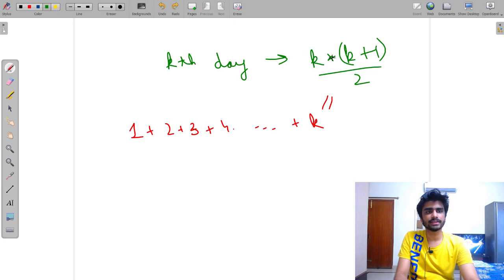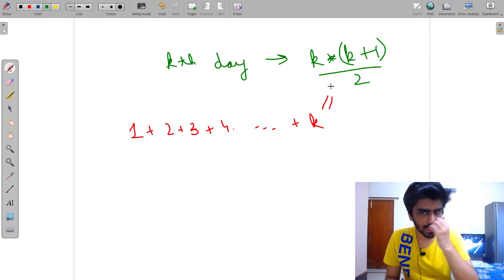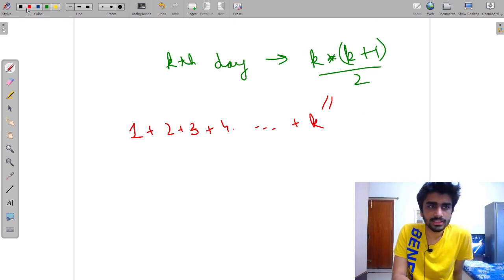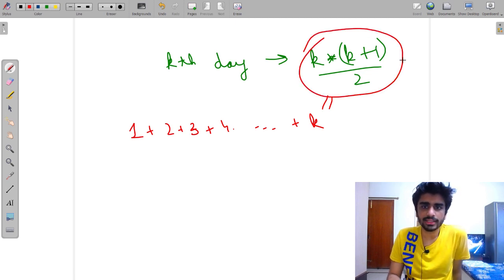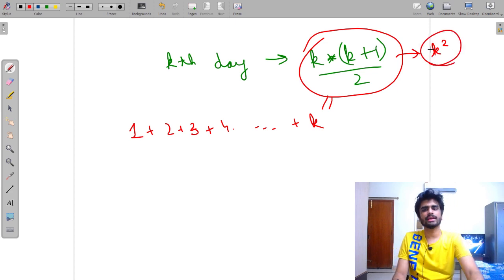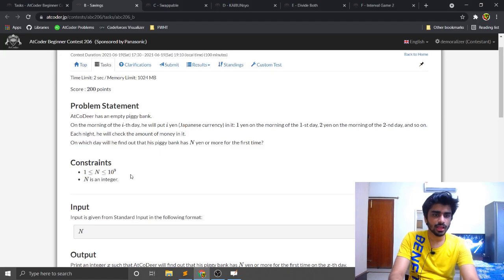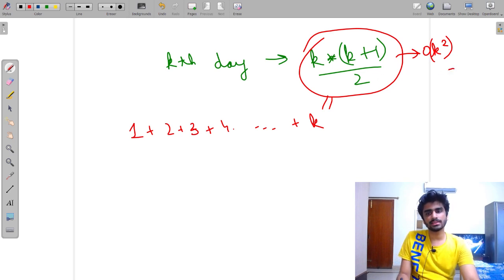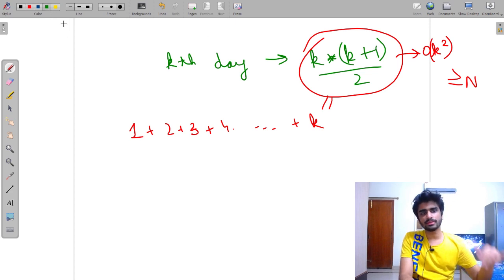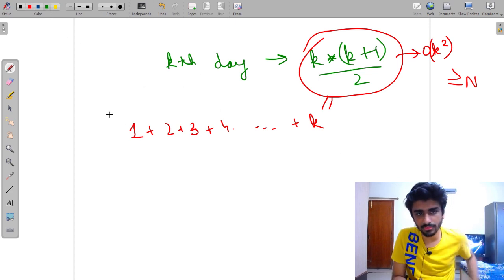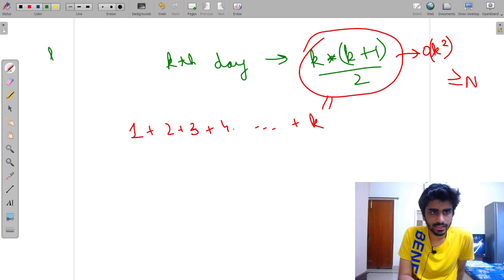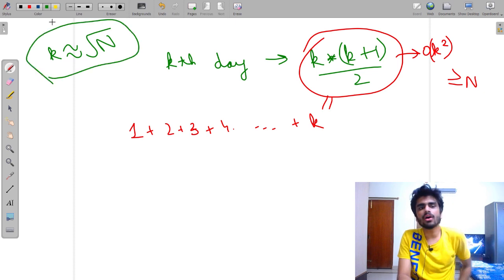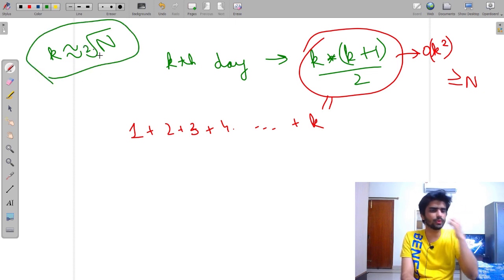We already know that, but how are we going to use this? There are a lot of ways to use it, but the easiest one here is that we know this is of the order k squared, O of k squared, and we want this thing to be greater than or equal to n. So the k that we have will be close to the square root of n, of the order of square root of n. In fact, it is 2 times square root of n or something.